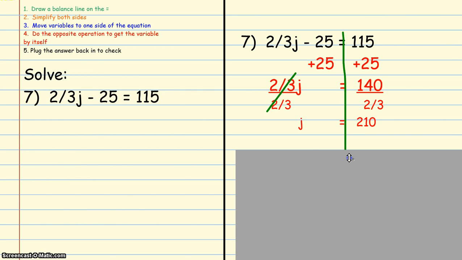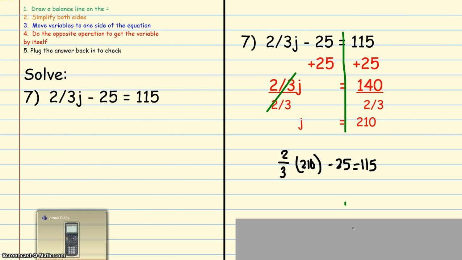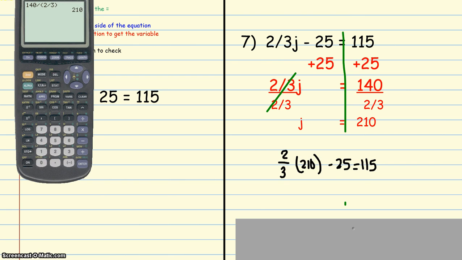So j equals 210. All right, let's plug it back in to check. We've got 2/3 times j, so 2 divided by 3 in parentheses times 210 equals 140 minus 25 equals 115. So 115 does equal 115.